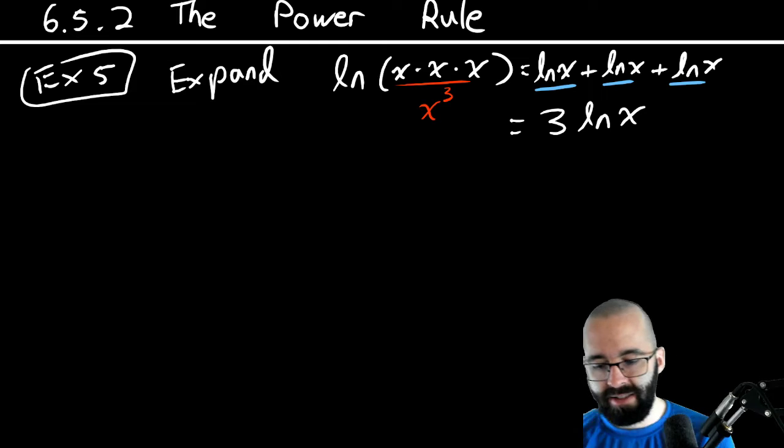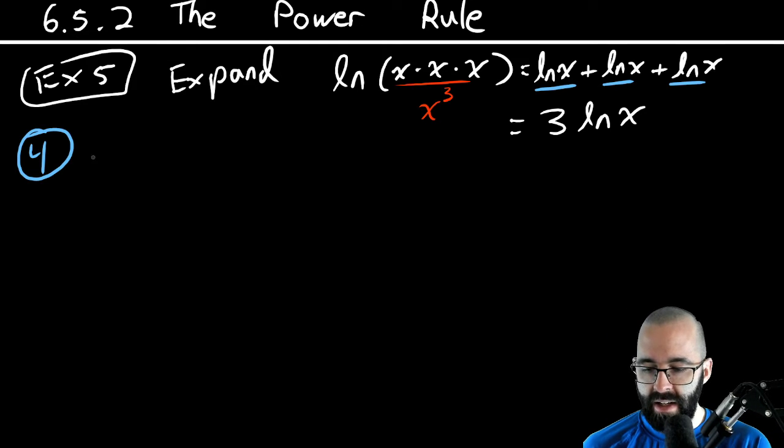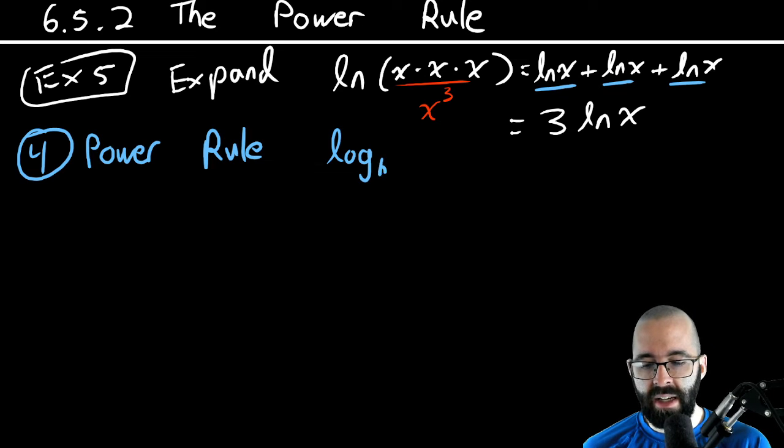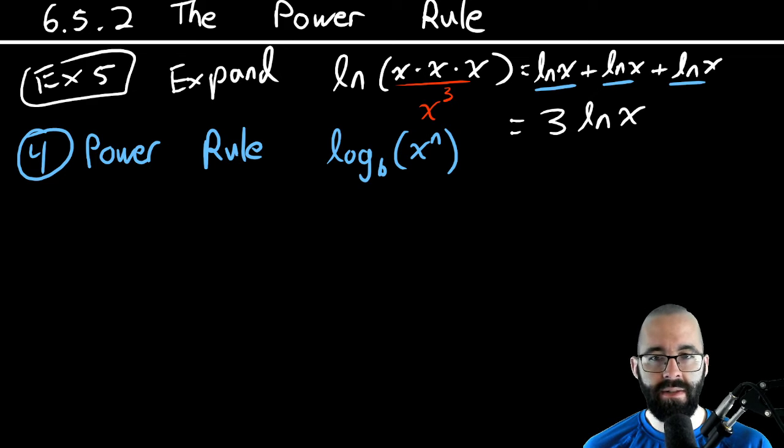We can expand that in general. That's going to be the power rule, which says that log base b of x to any exponent, that exponent comes down in front as multiplication.